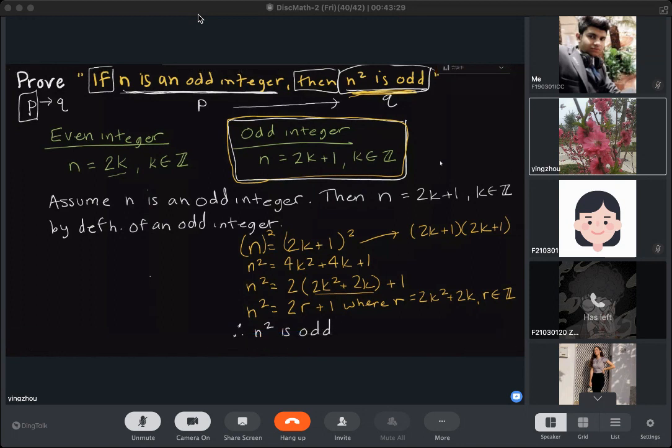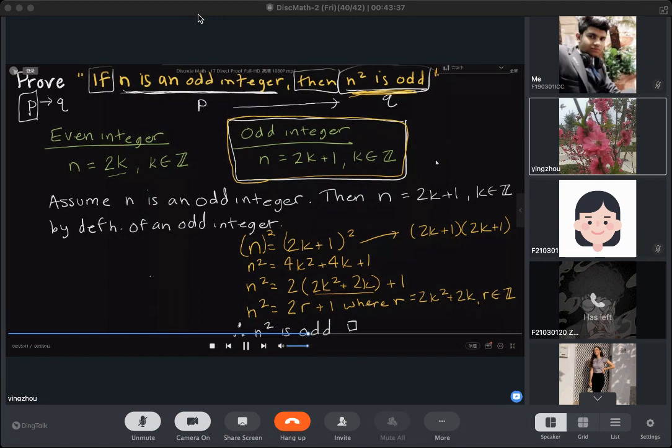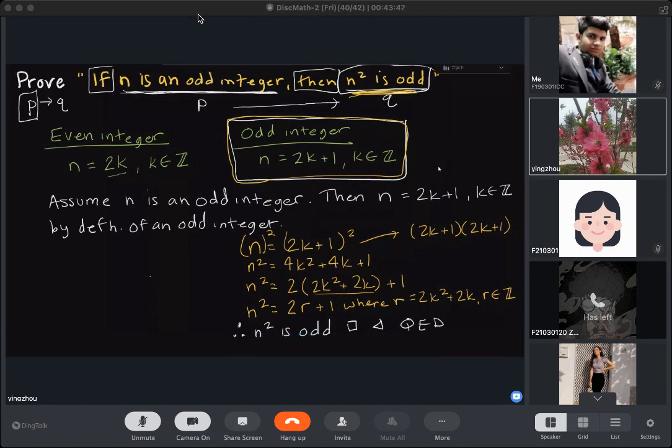Now, again, those three little dots mean therefore, and a lot of times you'll see a square at the end of the proof, which is basically saying, hey, I'm done. You might see a little triangle at the end of your proof, or you might see QED. QED is essentially a Latin phrase that says something like what was to be demonstrated. And so essentially we're saying we demonstrated what was to be demonstrated.